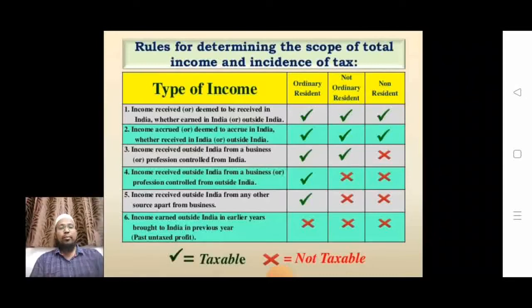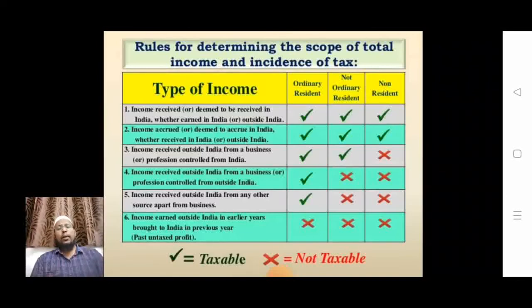Fourth point: amount earned and received outside India, even where the business is controlled from outside India. In this situation, only one situation is taxable. If he is an ordinary resident, he pays the tax to the government of India. If he is not an ordinary resident, he does not pay tax to the government of India. If he is an NRI, he does not pay tax to the government of India.